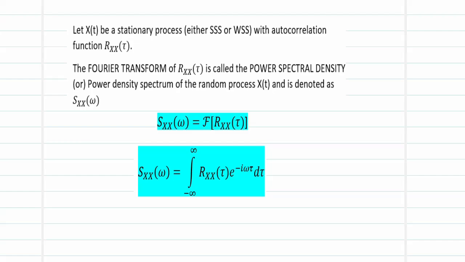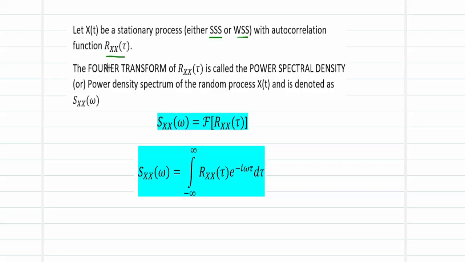Let x of t be a stationary process. That x of t can either be a triple-S process, that is strict sense stationary process, or it can be a WSS, namely wide sense stationary process. And let this have an autocorrelation function which is given as Rxx of tau.